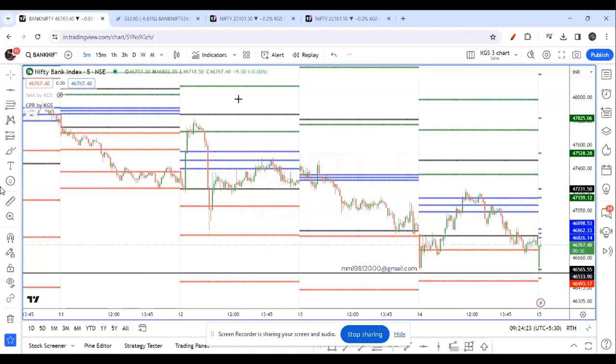So I will discuss the psychology in 5 minutes chart. Maybe you can apply it in hourly chart, or you can apply it in daily chart, and you can understand it further. You can backtest it further.